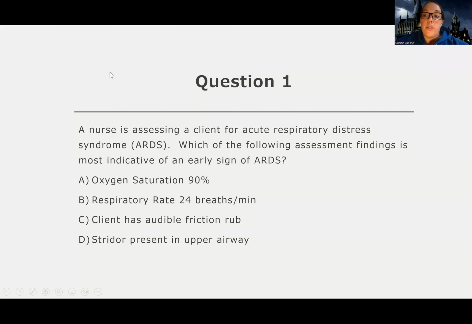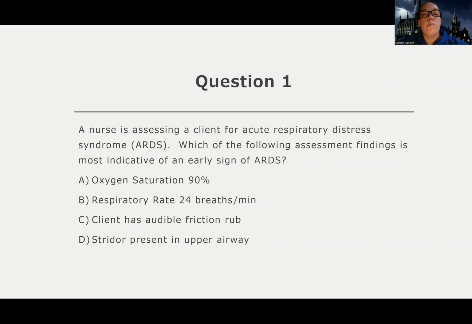All right, so the first question says, a nurse is assessing a client for acute respiratory distress syndrome. Which of the following assessments is most indicative of an early sign of ARDS? So I always like to reread the question first. I know a lot of you are going to say, I don't have time to do that in tests, I ran out of time. While you're practicing questions, it's great to practice this skill, so the more you practice it, the better you'll be on the actual exam.